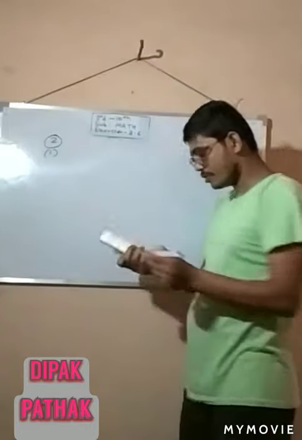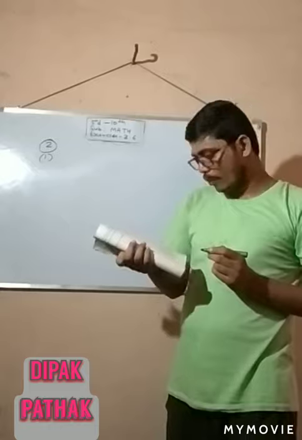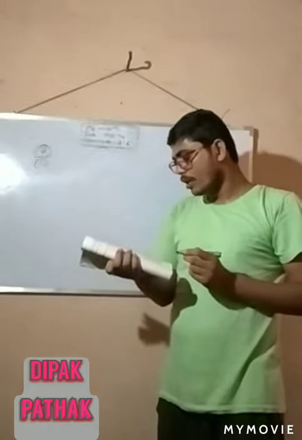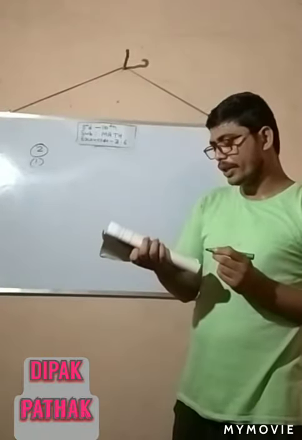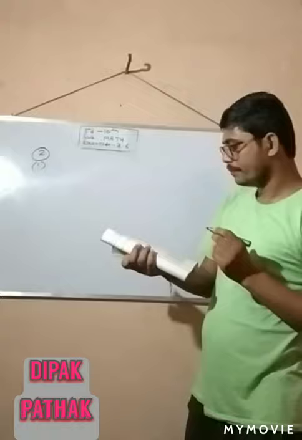I read the question. Ritu can row downstream 20 km in 2 hours and upstream 4 km in 2 hours. Find her speed of rowing in still water and the speed of the current.